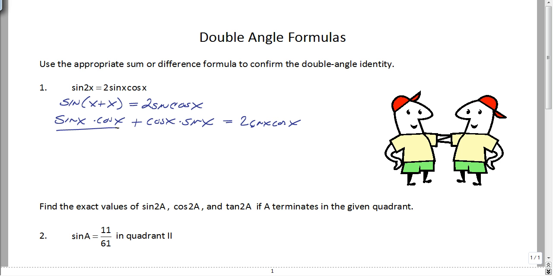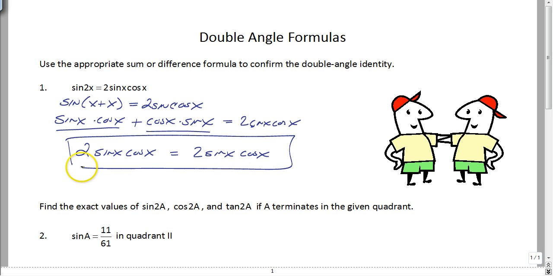And of course, 2 times 3 is the same as 3 times 2, so sine x times cosine x is the same as cosine x times sine x, so there you have it. 2 sine x cosine x is equal to 2 sine x cosine x. Done. So there's a little identity proof for you.